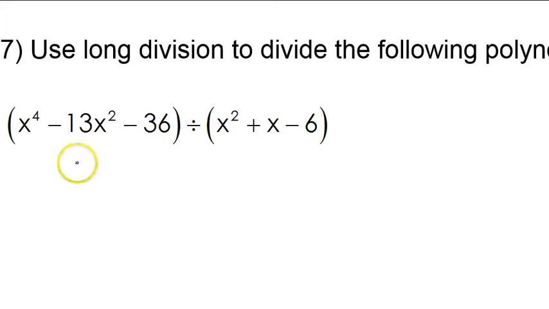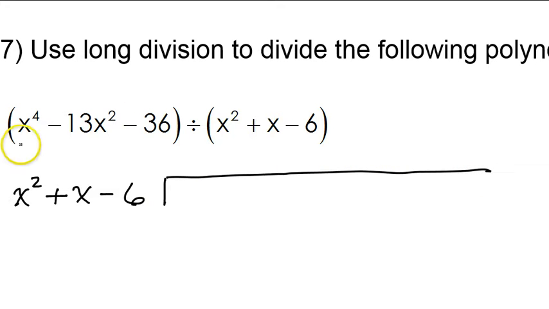Alright, for this problem we are going to use long division to divide these two polynomials. So this is the divisor, so we're going to put that out front. So we will have x squared plus x minus 6 way out in the front.